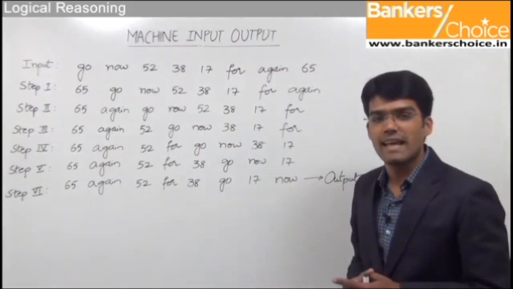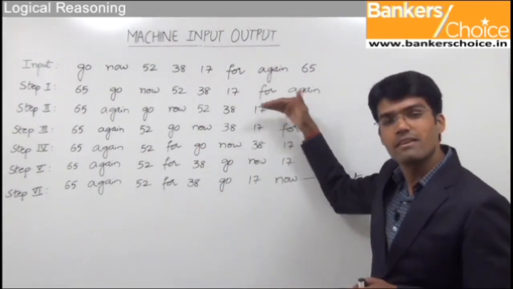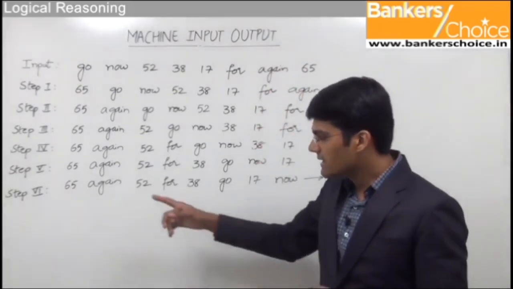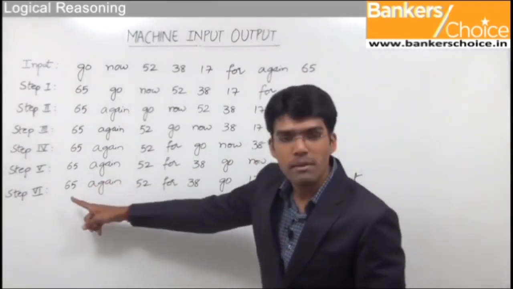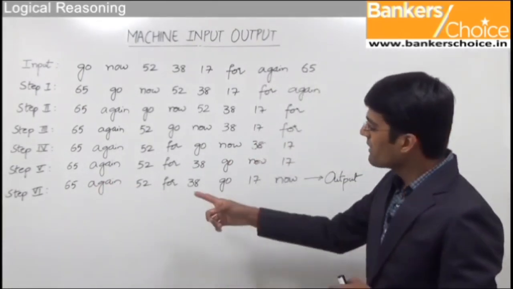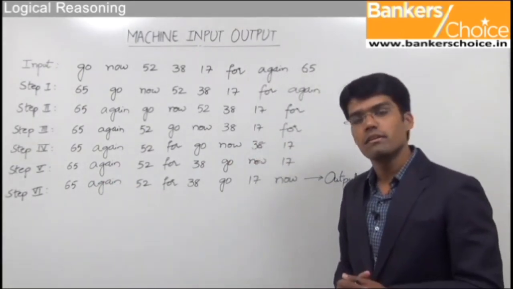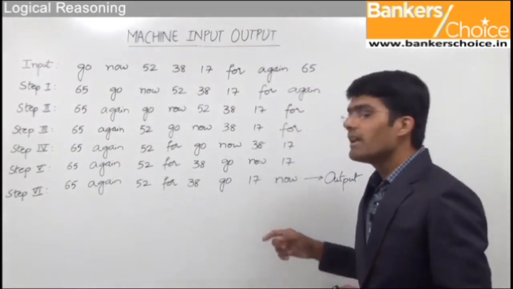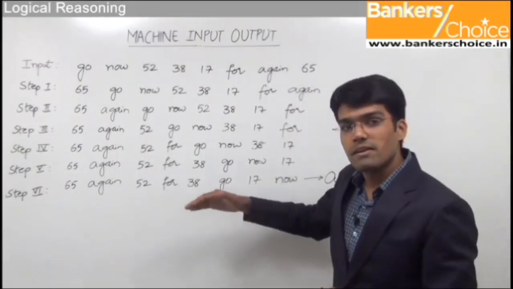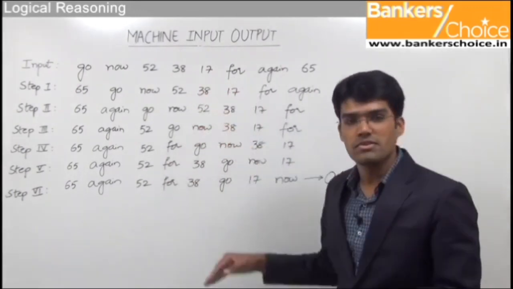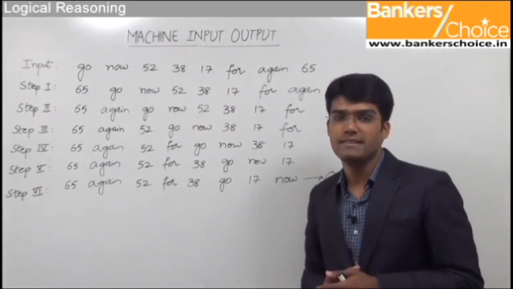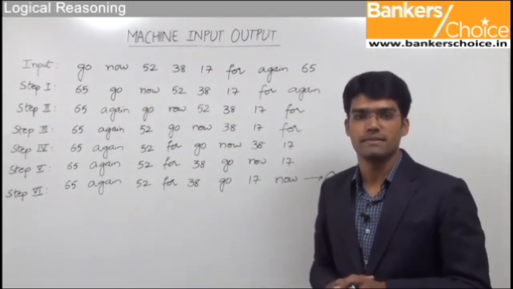So we can now say that the machine rearranges the given input in such a way that the numbers and words come in alternate positions, starting with the number first. All the numbers appear in decreasing order and the words appear in alphabetical order. Now once we have understood the logic behind the last step, let us now look at the step-by-step procedure to understand the movement of these elements, that is the words and the numbers.